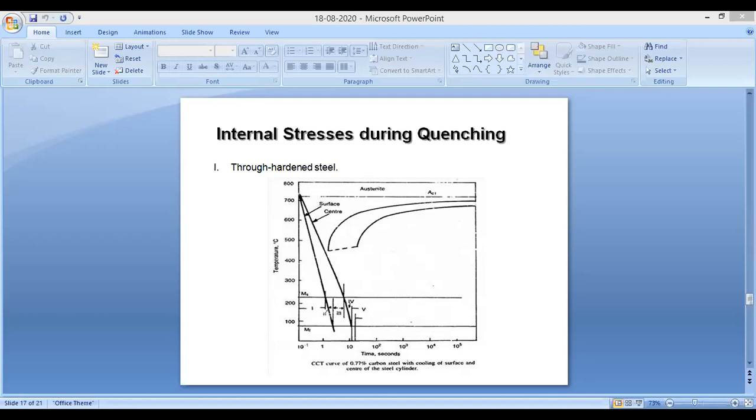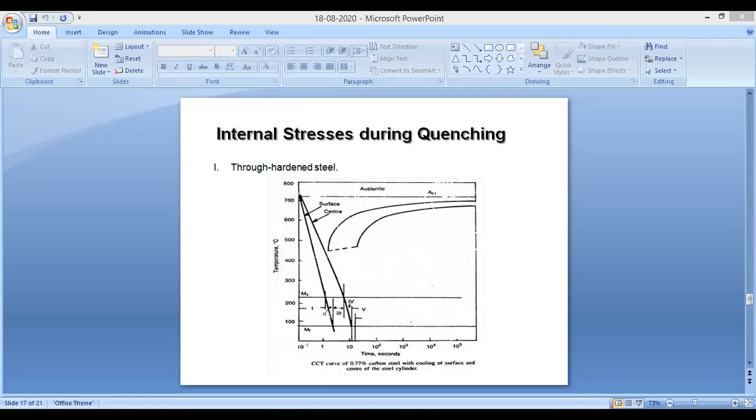The figure here illustrates the cooling of the surface and center of a cylinder superimposed on the CCT curve of steel with 0.77% carbon. As the cooling rate, even in the center, exceeds the critical cooling rate, the part is completely hardened up to the center.